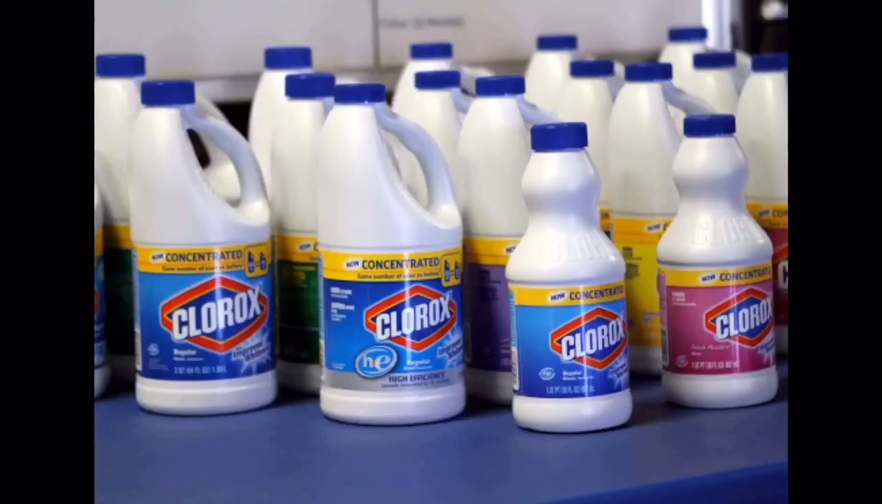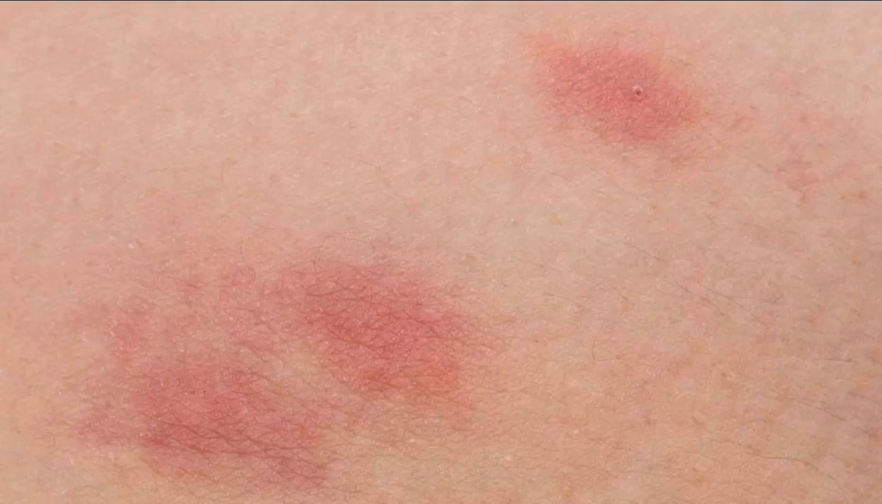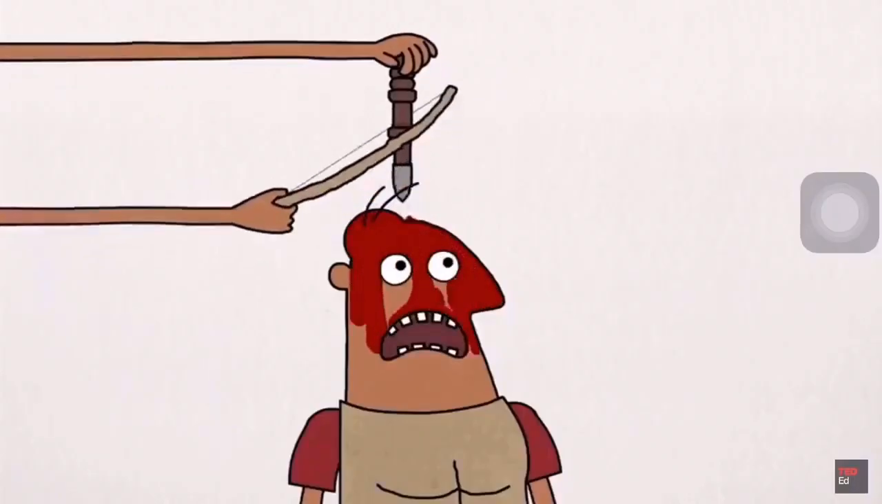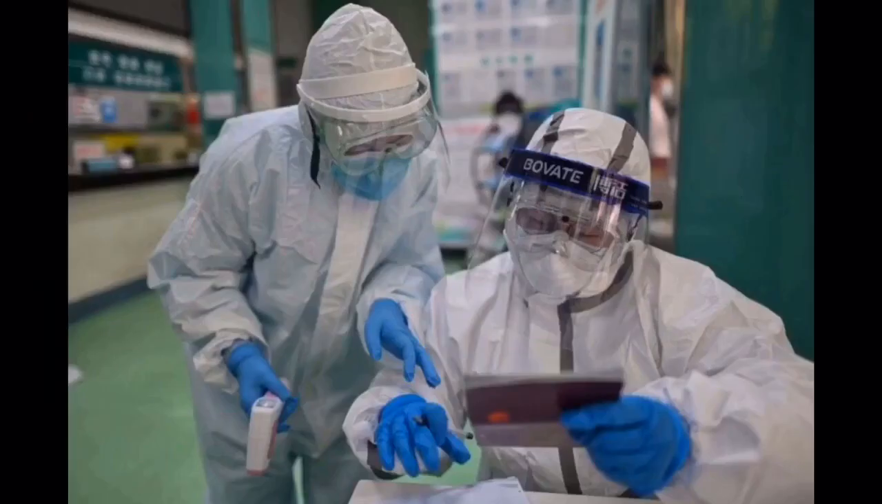Bleach that contains sodium hypochlorite is also harmful to the eyes, skin, and lungs, which can lead to unwanted rashes and migraines. Use chemicals sparingly and wear correct protection.